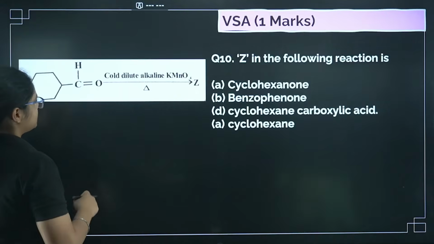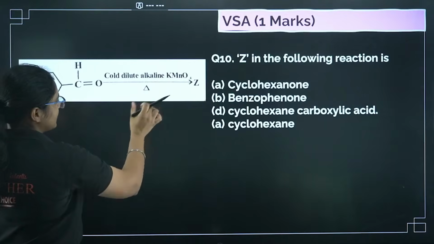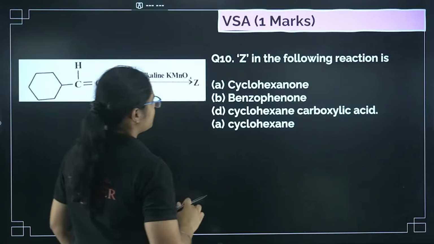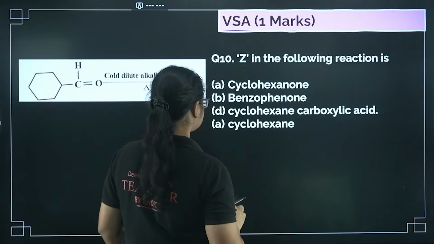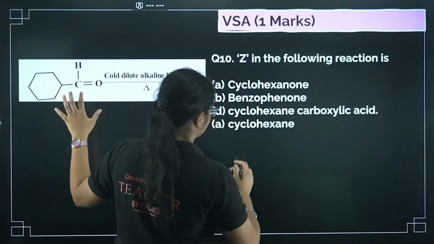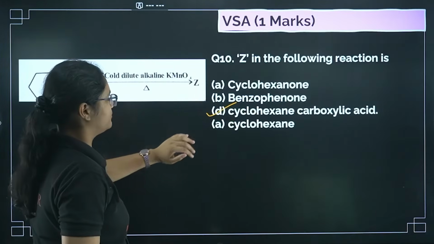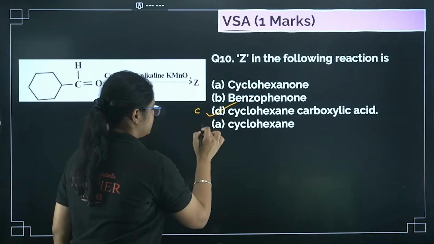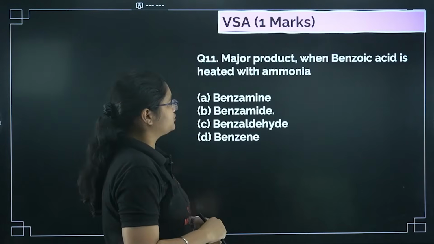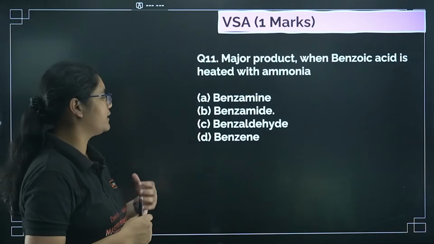So if you see Z in the following reaction, if you have cold dilute alkaline KMnO4 and if that is heated, this group breaks and converts into acid, so you have cyclohexane carboxylic acid, which is actually options C and D. Clear? Okay, now let's do the next question. Major product when benzoic acid is heated with ammonia. So that will give benzamide.